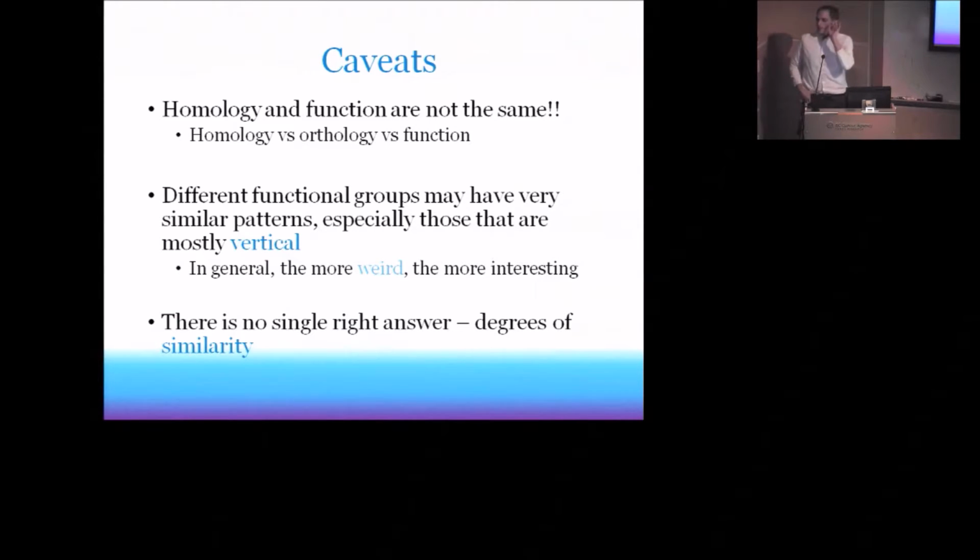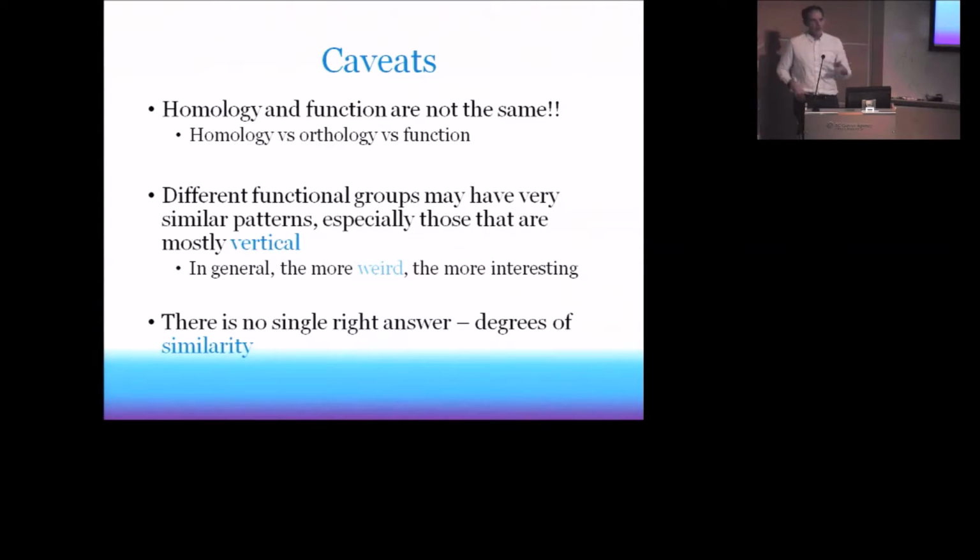What does this mean? It means that if we use function alone as a criterion to test our results, we're not getting the whole picture, right? Because the function can sometimes be different, but we've still done a good job of looking at the homologs. Okay?